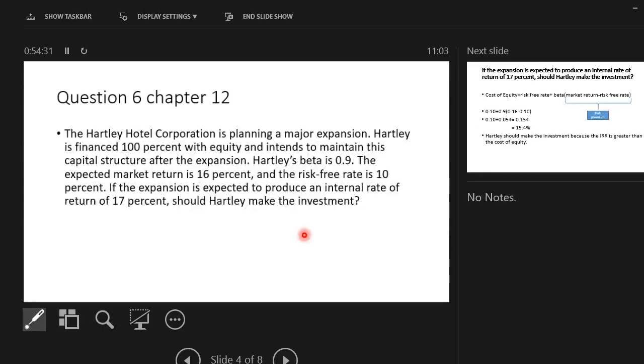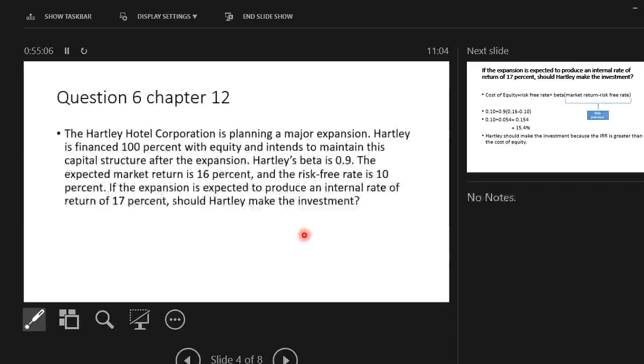So let's just quickly jump into the question. The Hartley Hotel Corporation is planning a major expansion. Hartley is financed 100% with equity, right, and intends to maintain this capital structure after the expansion. So remember, another thing we need to do here is to understand what's happening. This company is financed 100% with equity, which means it does not have debt, right? It only has equity, and intends to maintain this capital structure after expansion.